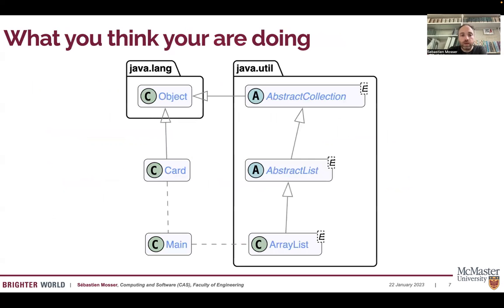So what you think you're doing when you're doing that is that, okay, you have the main class and it's connected to the notion of card, which itself is an object, because in Java, everything except the 4 primitive types are objects. And your main is using an array list. And an array list, it's an abstract list that is an abstract collection. Okay, so that looks pretty neat, actually. That looks on point.